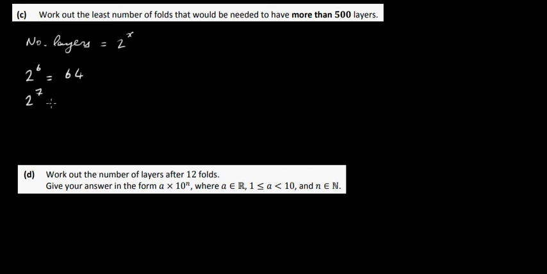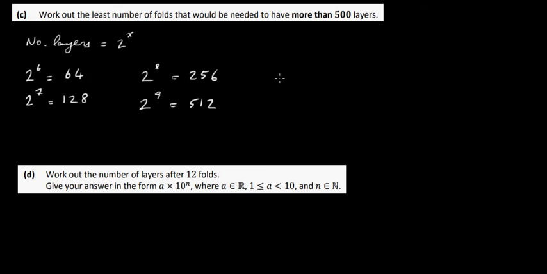2 to the power of 7 then, if we fold the sheet again, we'll get 128. Double this. If we fold again, so we have 2 to the power of 8, so we fold 8 times, we'll get double this again, so that's 256. And if we fold again, 9 times, this time we'll get 512. So if we fold the sheet 8 times, we get 256 layers. If we fold the sheet 9 times, we do get more than 500 layers.